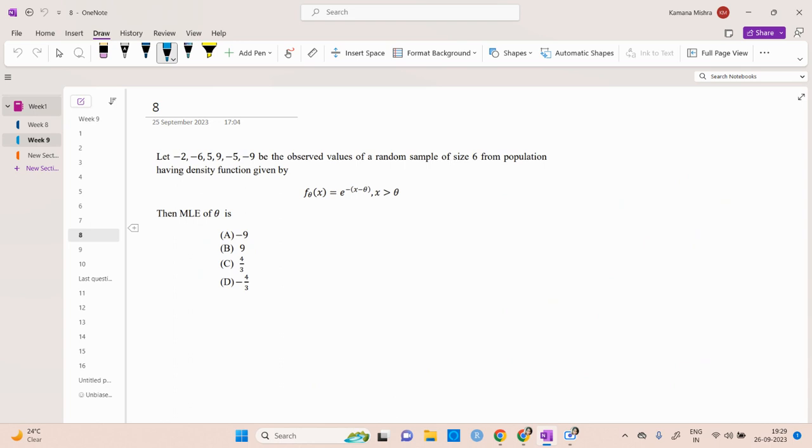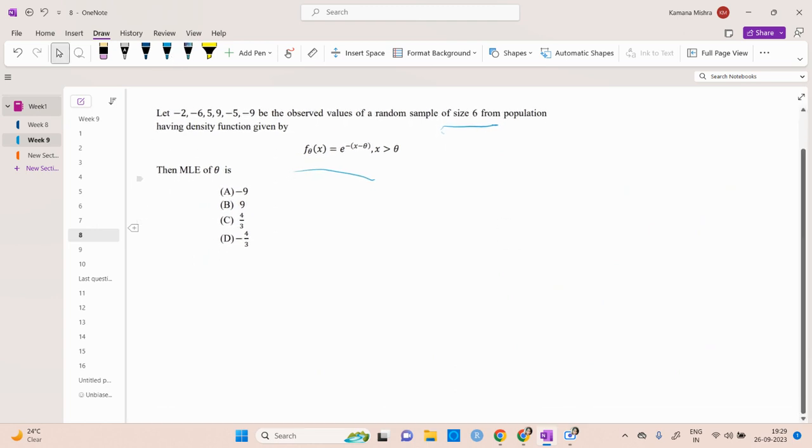Now the next question is that you have these observed values of a random sample of size 6 from the population having this density function given by this function. Then we want to find the MLE. Now you need to understand this question very carefully because here is one range given: x is greater than theta, that I have told you earlier that this may happen.